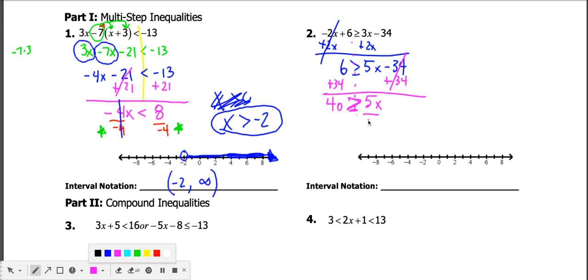All right, divide by 5. Divide by 5. I did not divide by a negative, so I keep the inequality facing the same way. And so my final answer, these will cross out, and my final answer is x is less than or equal to 40 divided by 5, and that would be 8. All right.